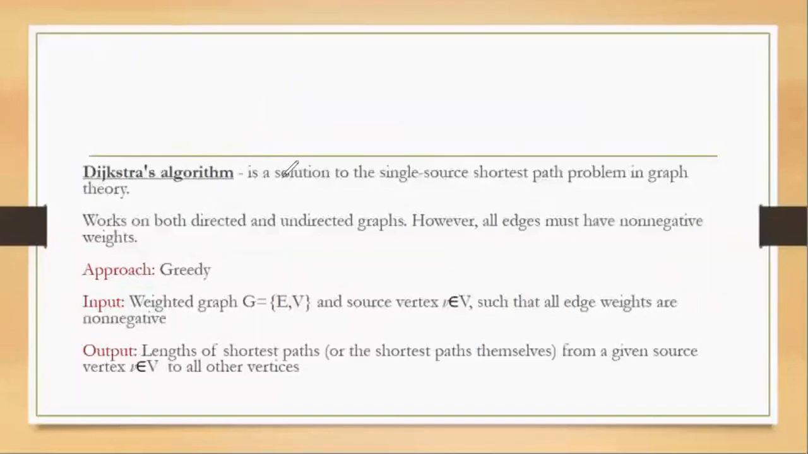Dijkstra's algorithm is a solution to the single source shortest path problem in graph theory. It works on both directed and undirected graphs. However, all the edges must have non-negative weights. That is, we cannot have -6, -2 on the edges. It should be positive weights or 0. And the approach that we use is a greedy algorithm.